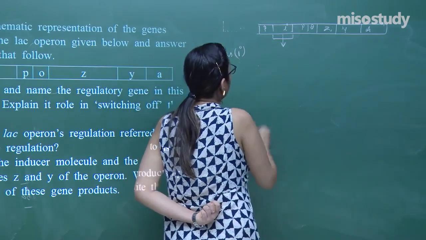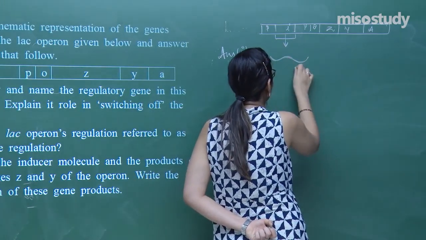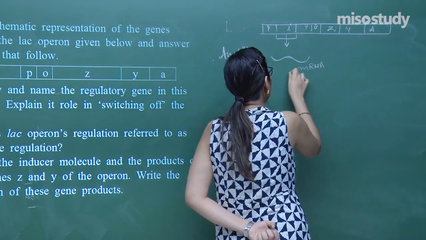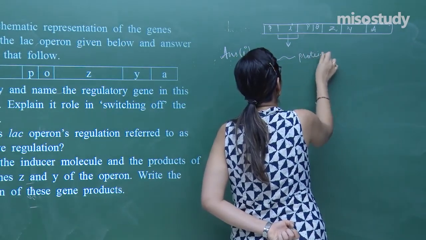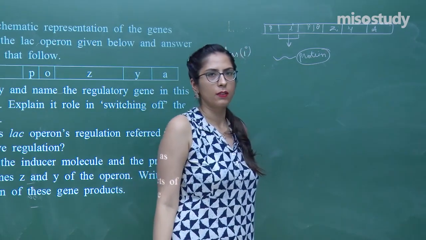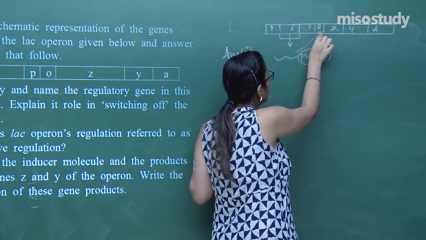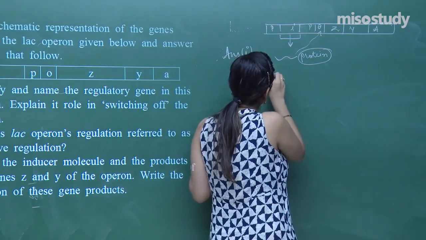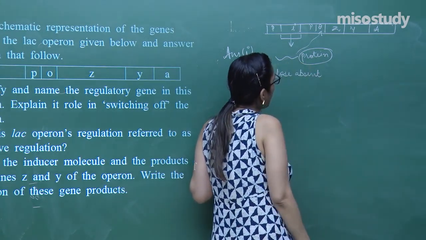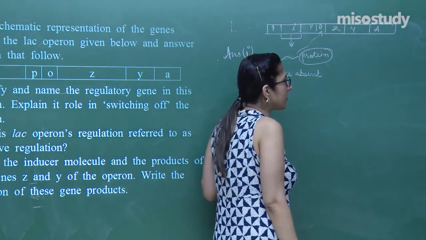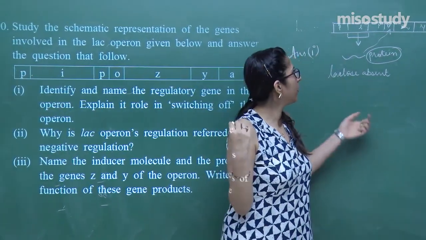Now you have to explain how I is a regulatory gene. It codes for mRNA, which further codes for a protein. When they code for a protein, that protein acts as a regulator. Whenever lactose is not present in the medium, the protein will go and bind to the operator region. Because they code for certain proteins which have a tendency to bind to the operator region, that is why it is called a regulatory gene. So, the first answer is clear. When lactose is not present, it will bind to the operator region.